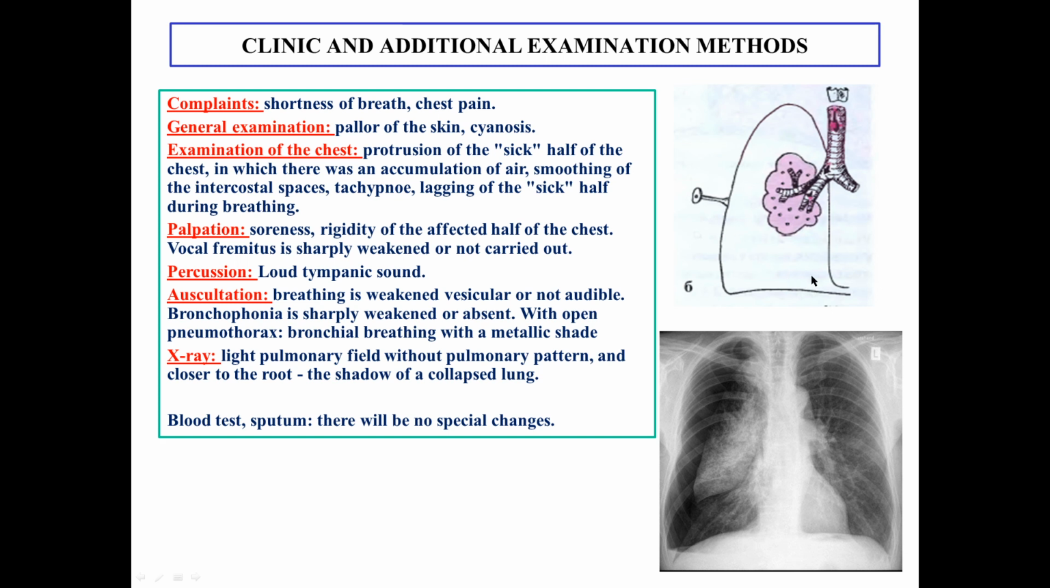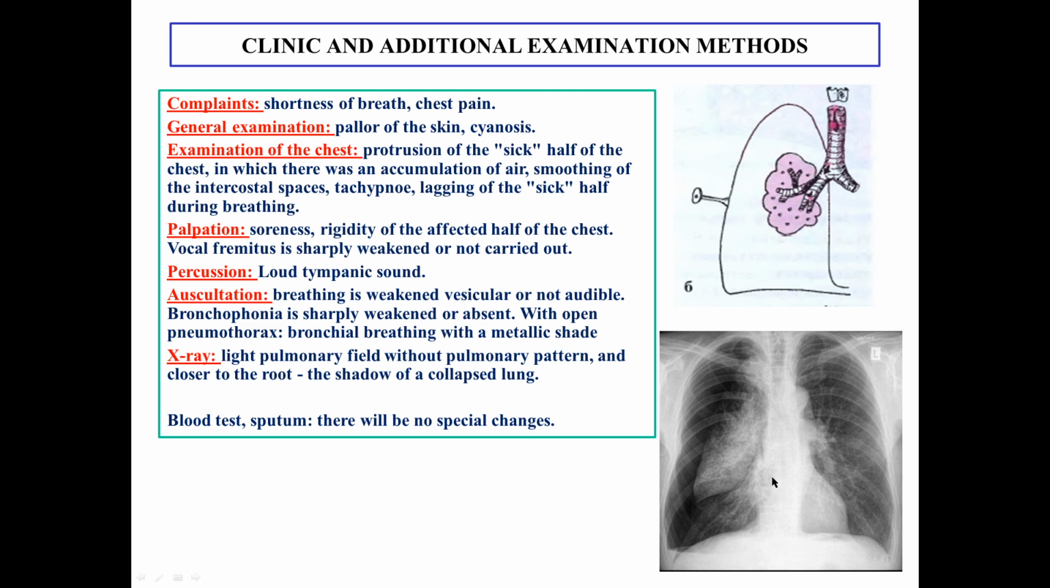Percussion: there will be a loud tympanic sound. Auscultation: breathing is weakened, vesicular or not audible. Bronchophony is sharply weakened or absent. With open pneumothorax, there may be bronchial breathing with a metallic shade. X-ray gives us a light pulmonary field without pulmonary pattern, and closer to the root, the shadow of a collapsed lung. You see the shadow of the collapsed lung.